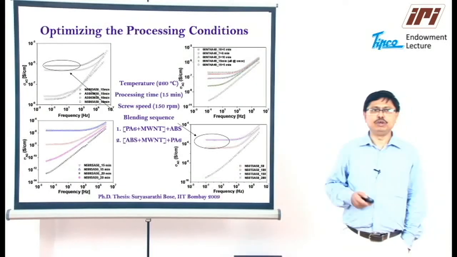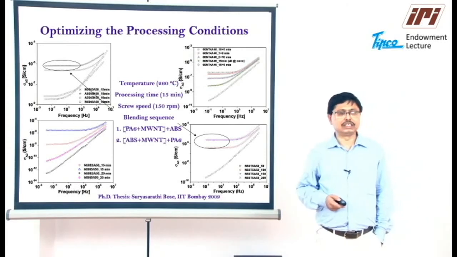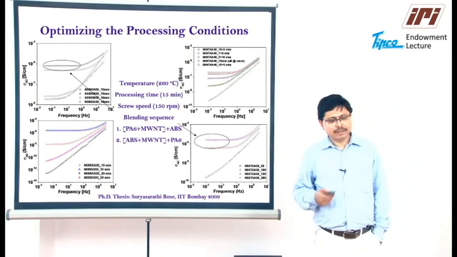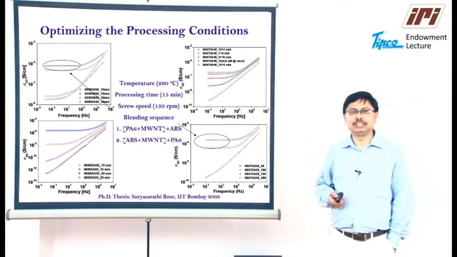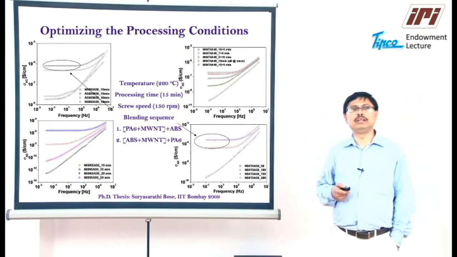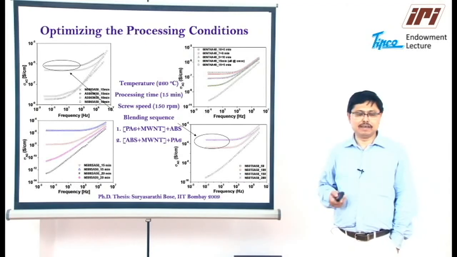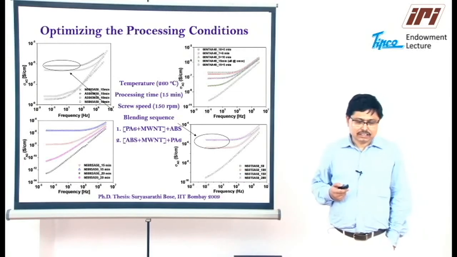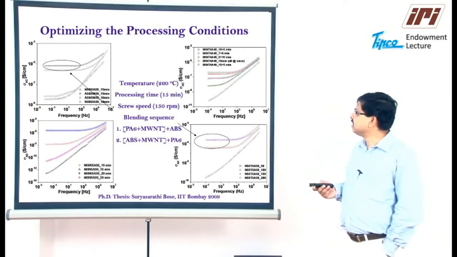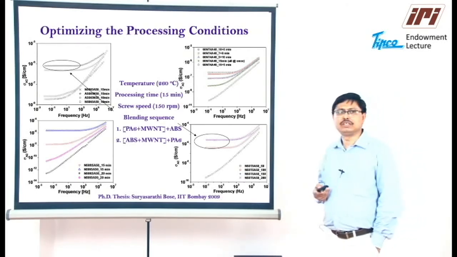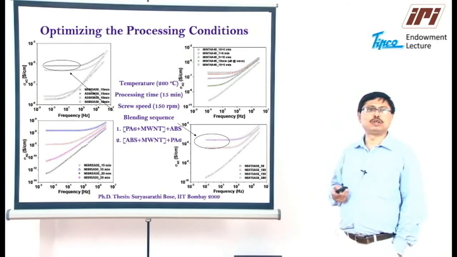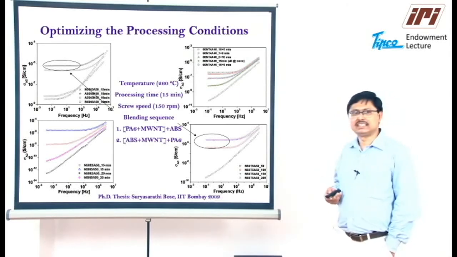percolation threshold. We also optimized the processing conditions. Given a choice that we are working with the two-step mixing strategy, where the polyamide 6 is mixed with the multi-wall carbon nanotubes followed by the ABS, we tried to optimize the melt mixing time, where we found that at 260 degrees centigrade and 150 RPM screw speed, 15 minutes of processing time leads to a higher electrical conductivity.